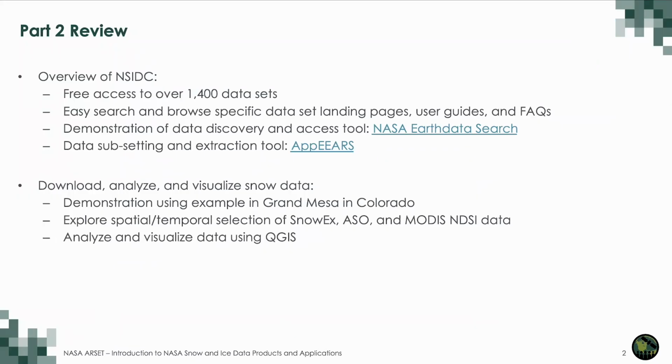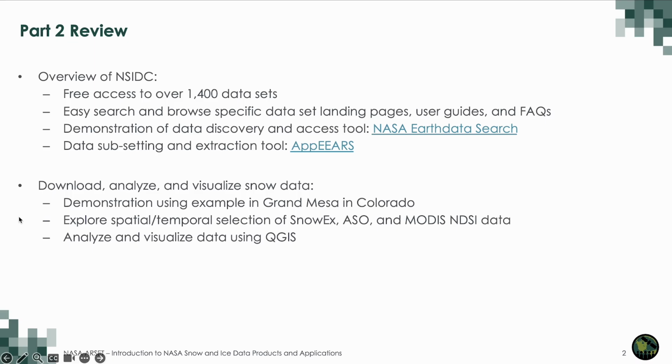We will start with a very brief review of Part 2. So in Part 2 last week, we focused mostly on snow data discovery and access by using different tools, starting from National Snow and Ice Data Center. So we had an overview of NSIDC where more than 1400 datasets are available freely. And we also saw tools such as NASA Earth Data Search and AppEEARS. We had demonstrations of how to discover data and subset them spatially and temporally and extract them.